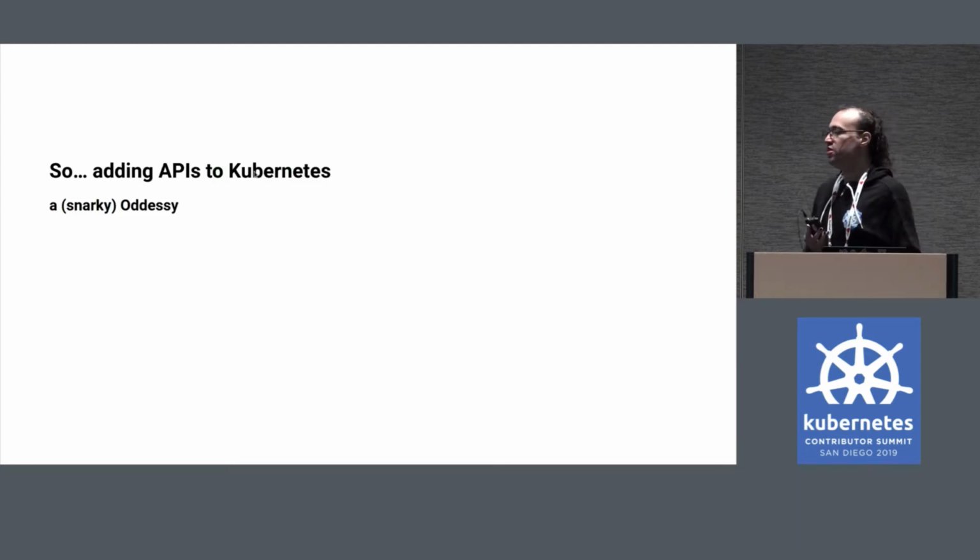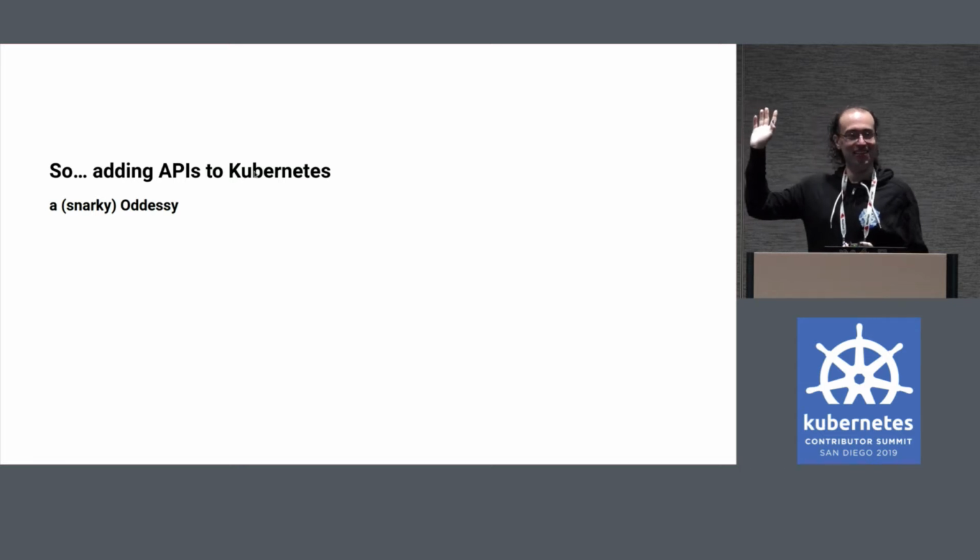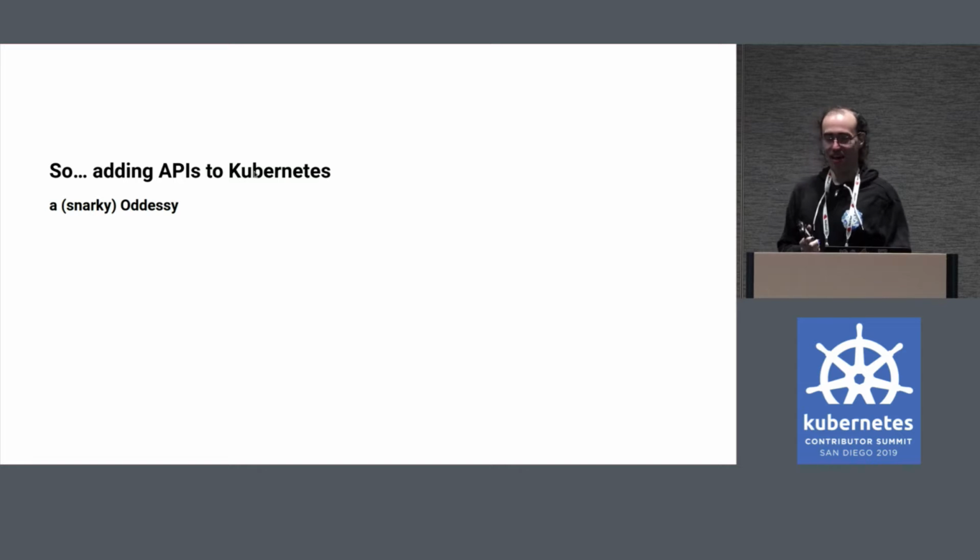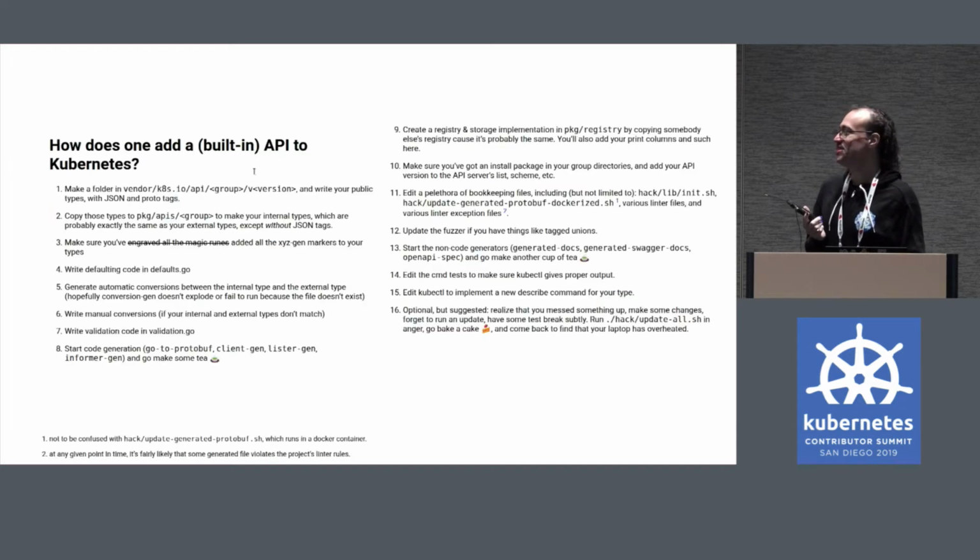All right, so who here has added an API version or an API to Kubernetes or made a change to an existing API version? All right, so for those of you who haven't, I put together a quick list based on my own personal experiences and the current documentation, and let's take a look at it quickly.